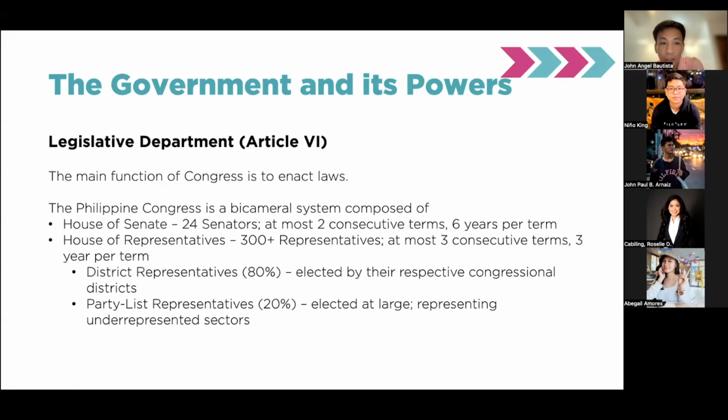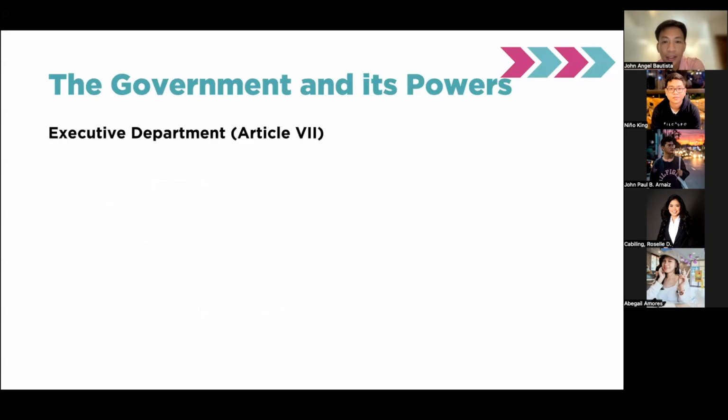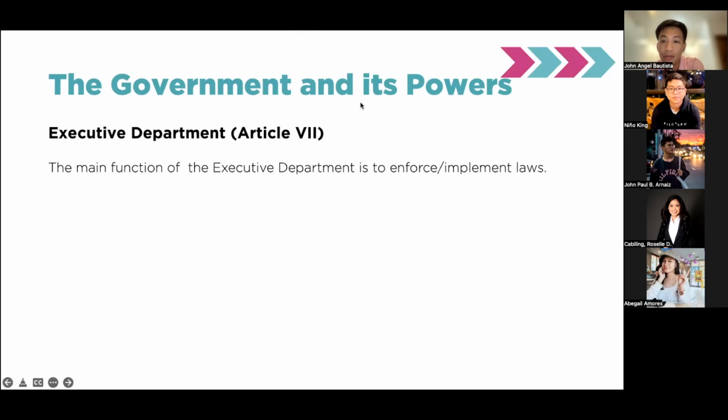So yan, this is the composition ng Philippine Congress. The Philippine Congress or the Legislative Department is composed of the Senate and the House of Representatives. Sa executive naman, of course, the main function of the executive department is to enforce or implement laws. So kung sa legislative department silang gumagawa ng batas, ang purpose lang ng executive department is to enforce or implement yung batas na ginawa ng Congress. If there's no law, walang i-implement si executive department. Pero we have a lot of laws, so we will have no issue with that.